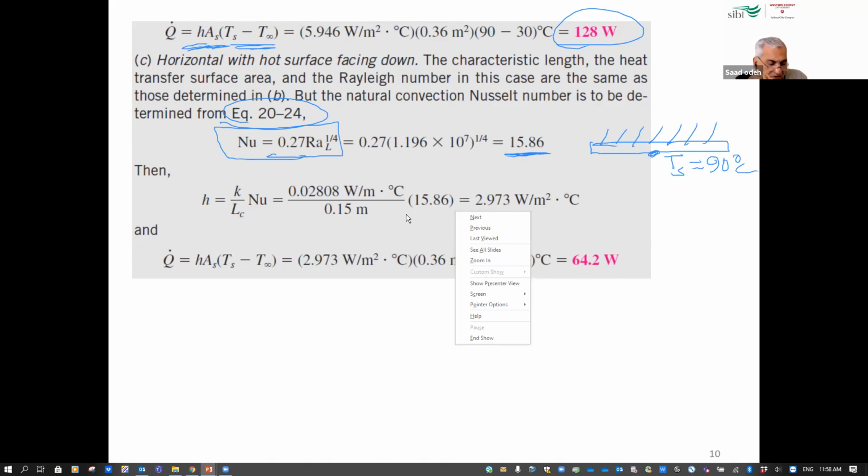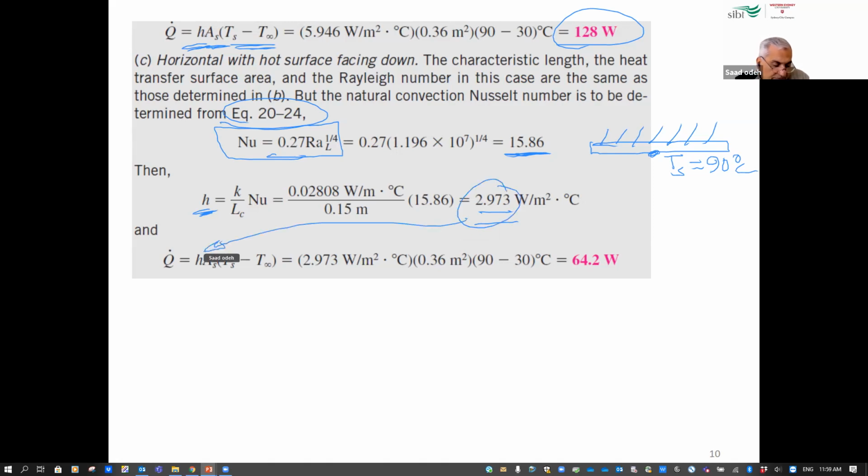much lower than the previous case. Now from this, we can find H using the same formula, because H is equal to K multiplied by Nusselt divided by LC. All right, and then we'll find that H is equal to 2.97. Okay, so substituting this value in this equation, we will get Q dot equal to 64.2.